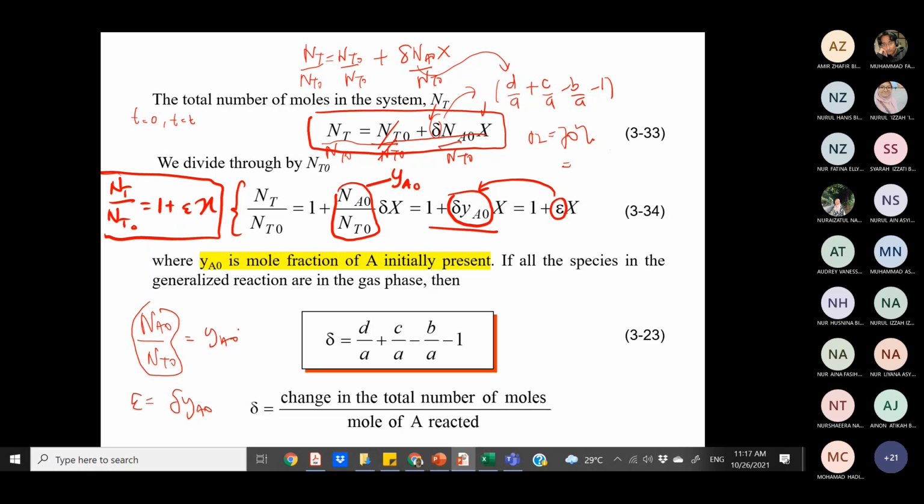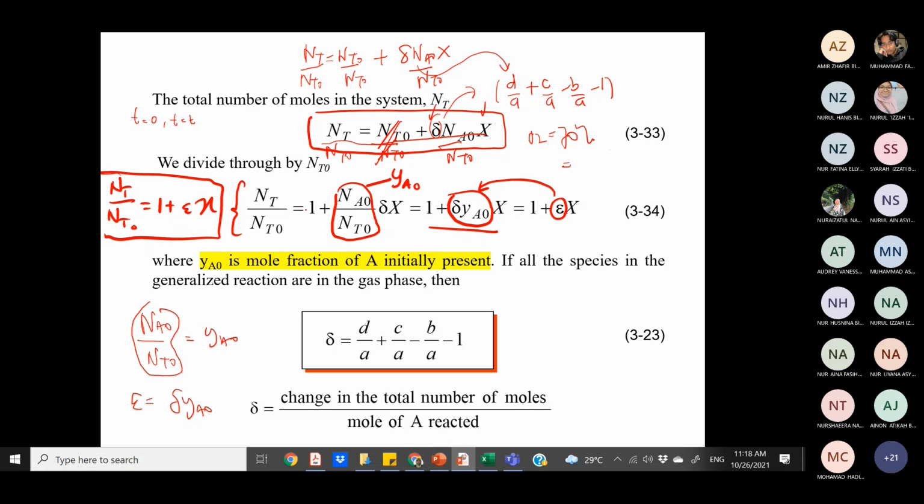Okay, because at different fractions of gas, you will usually look at the composition of gas in terms of percentage. So every time the percentage is different, the concentration of the gas will be different. That's why we want to make it a fraction. Alright, so from here, you divide by T naught. This one becomes 1 and then we have NA naught over NT naught. So you can simplify this into YA naught del X.